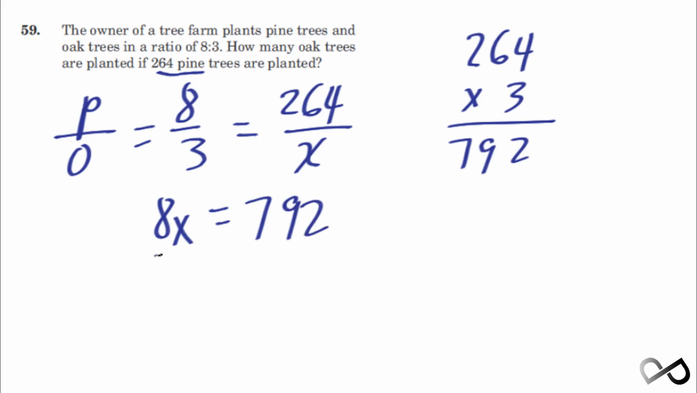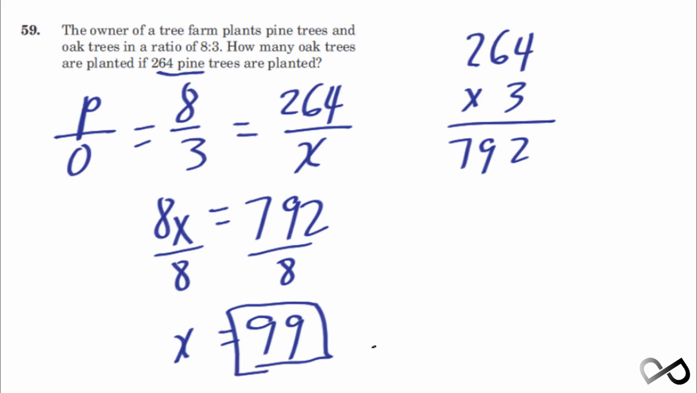792. Divide both sides by 8 to isolate the x. And that's going to give you x equals 99. And that is our final answer.